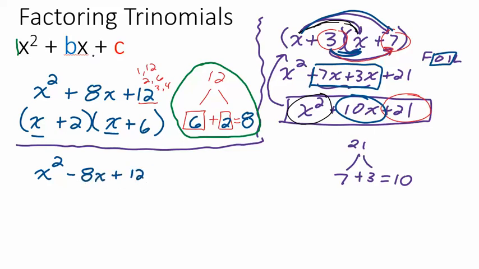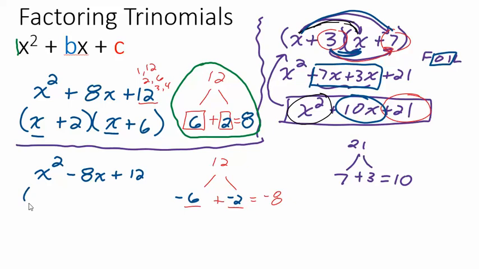Now I need to think of two numbers that multiply to be positive 12. That's your C value here. But they need to add to give negative 8, since the middle term is negative 8. So what two numbers multiply to be 12 and add to be negative 8? I'll give you a second to think about that. What do you think? How about negative 6 and negative 2? Those multiply to be positive 12 and add to be negative 8.